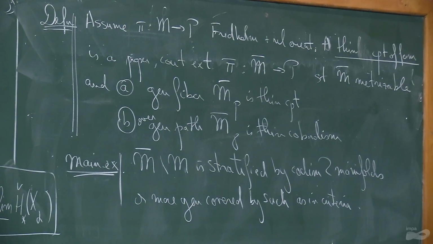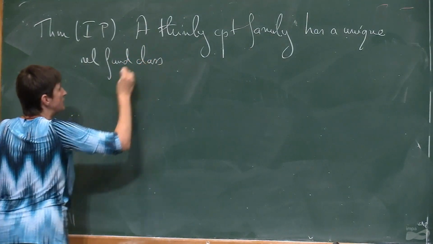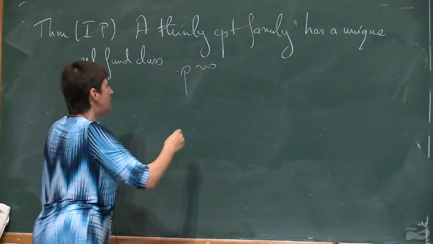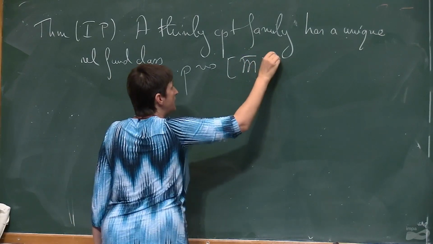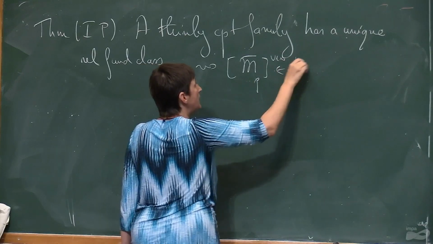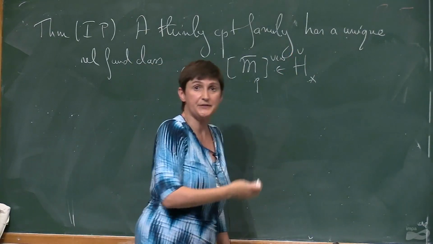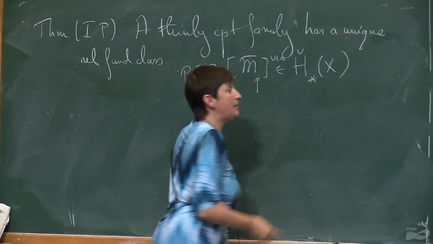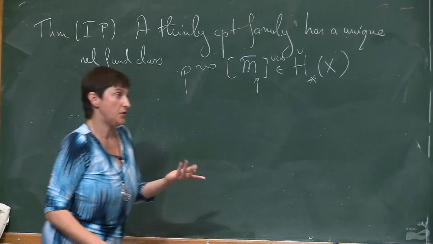Let me state it again. Okay. So here is the theorem again. A thinly compactified family has a unique relative fundamental class, which is to say that you've got an association. To each point in the base, you've got a fundamental class or virtual fundamental class associated to that point. It doesn't matter what homology theory I put here because I'm doing compact metric, so they're all the same. There's a beautiful theorem by Milnor that all those theories we had for compact metrics, they all agree. There is a unique theory that satisfies these extra properties.